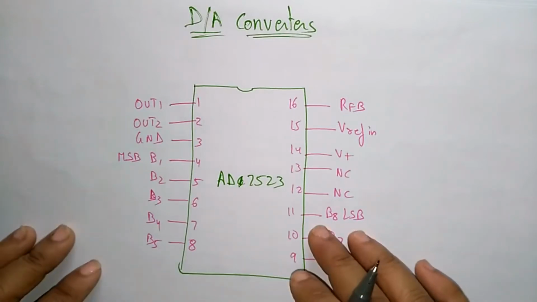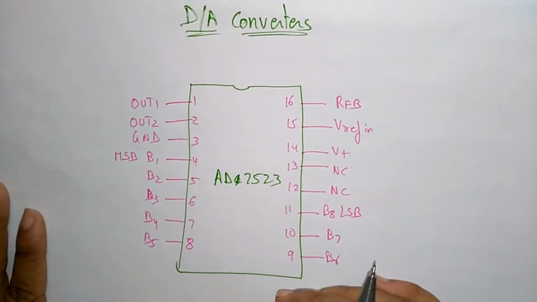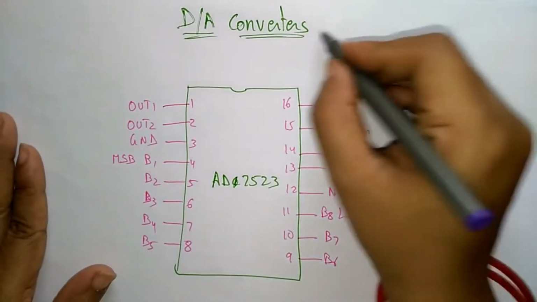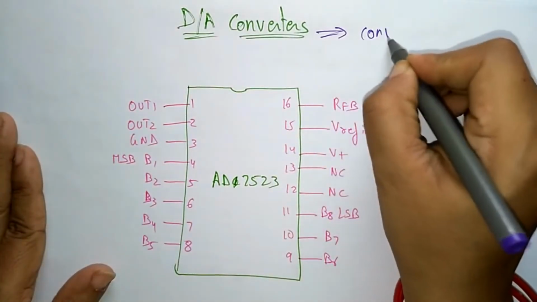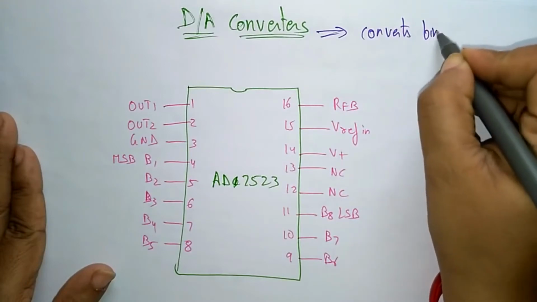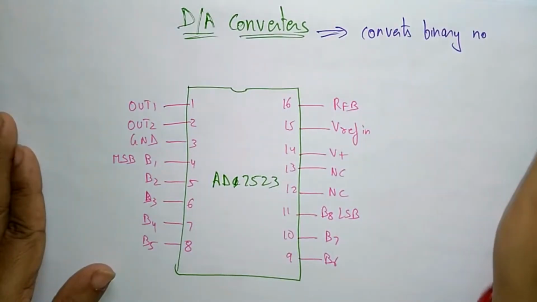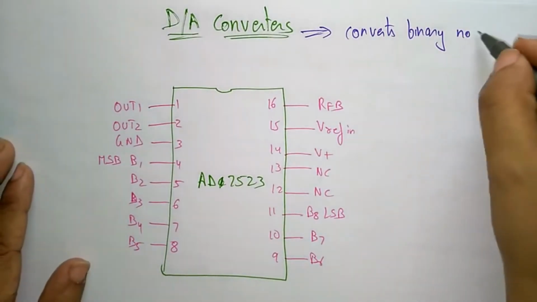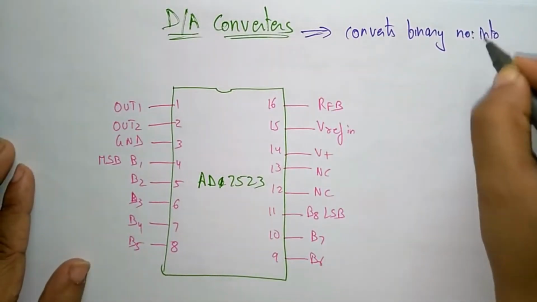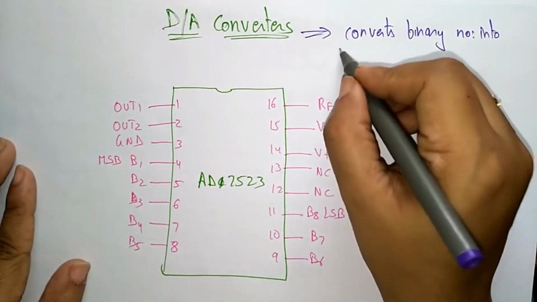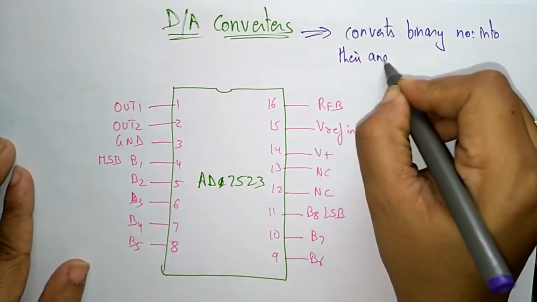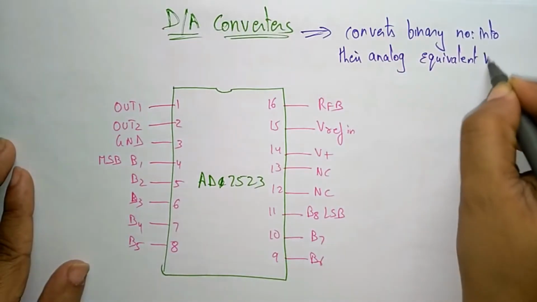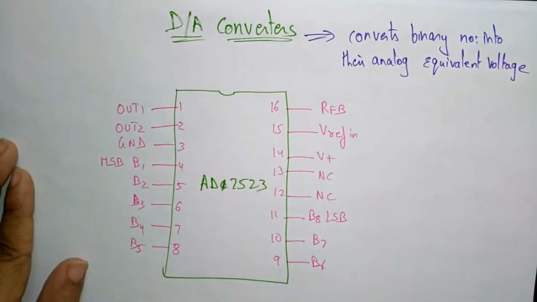So this is a 16-pin configuration. Digital to analog conversion is used to convert binary numbers. Digital information is nothing but binary numbers. It converts the binary numbers into their analog equivalent voltage.